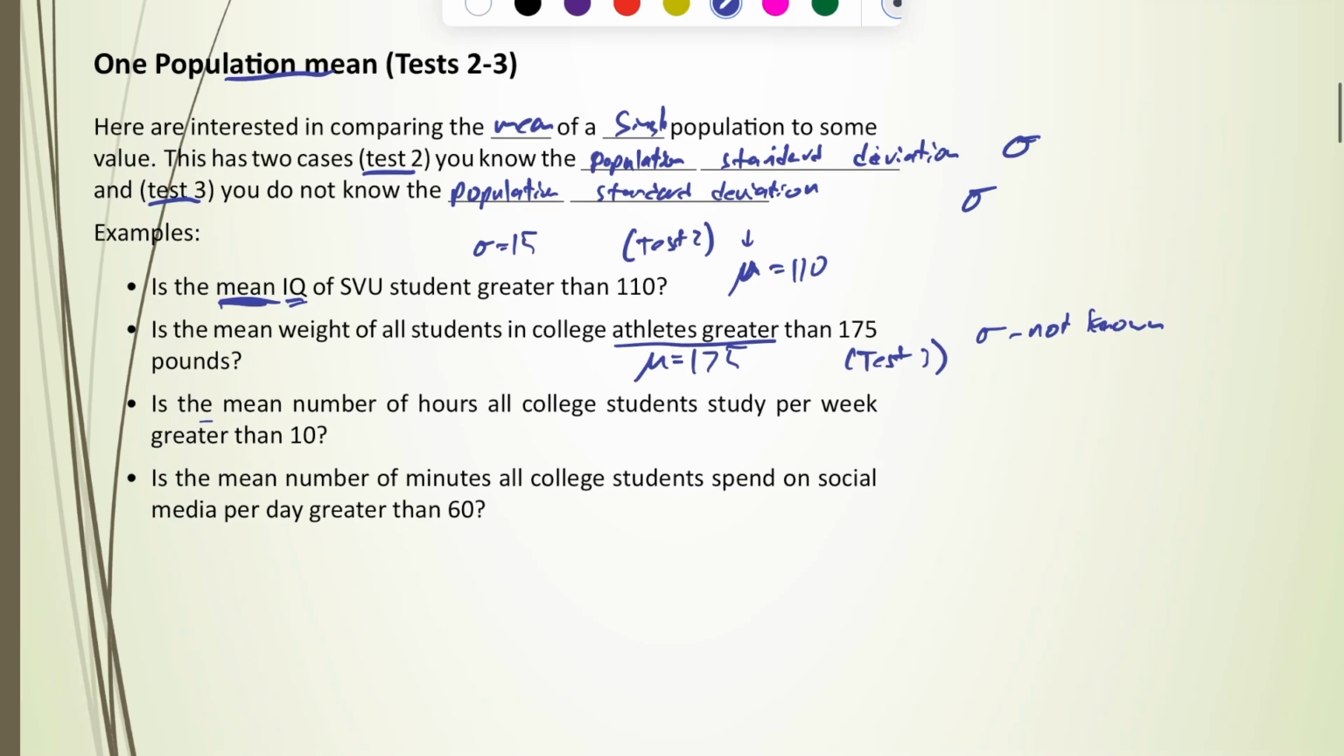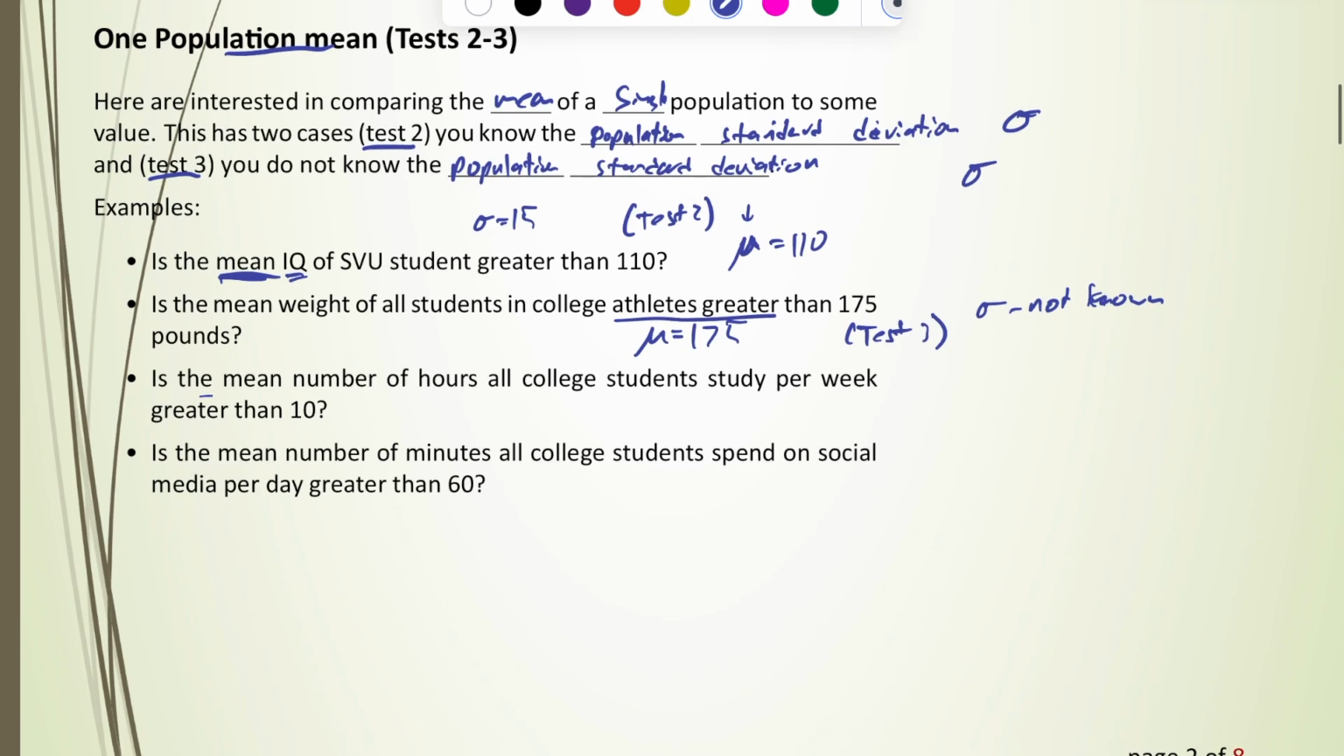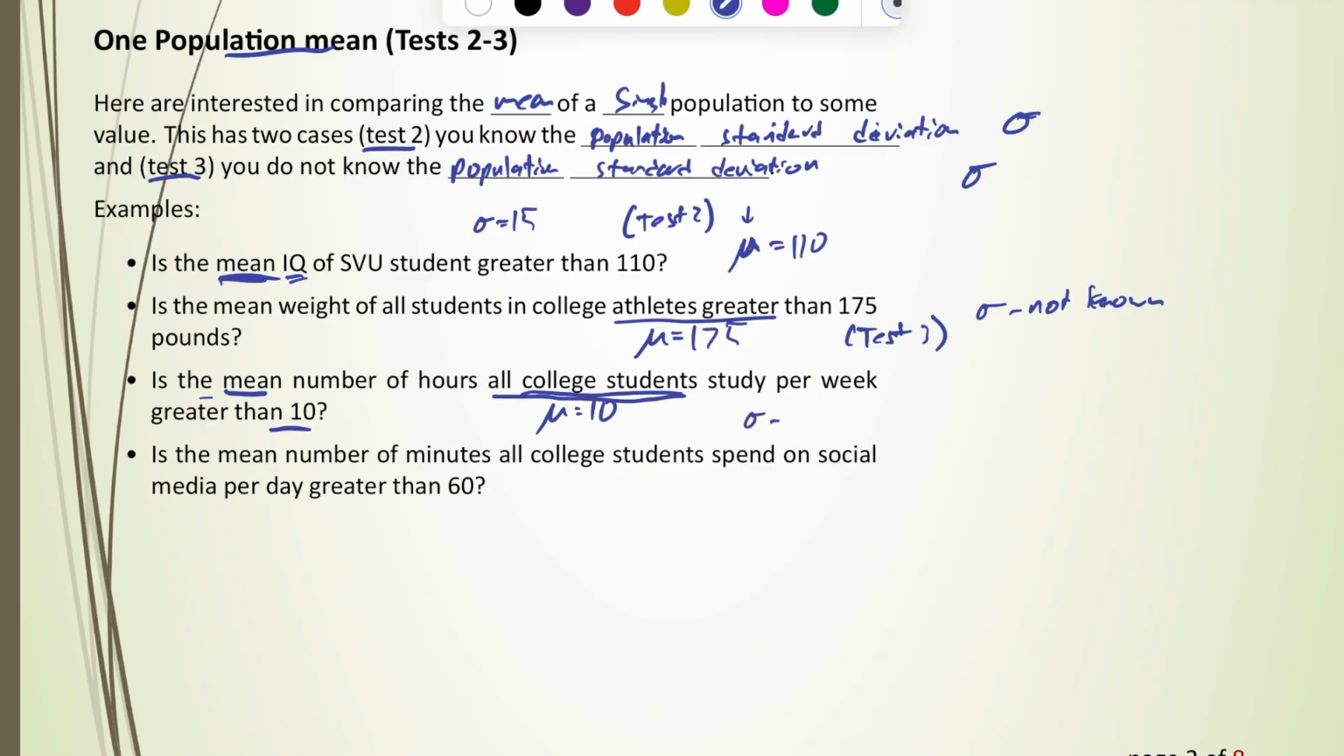Okay, is the mean number of hours all college students study per week greater than 10? So again, this is mu equals 10 is our guess. This is a mean of a single population. That's just college students, all college students. That's our population. And again, there's no sigma in sight, not known. Is the mean number of minutes... Okay, so all of these questions fall into this category because there is a mean and there's a single population.